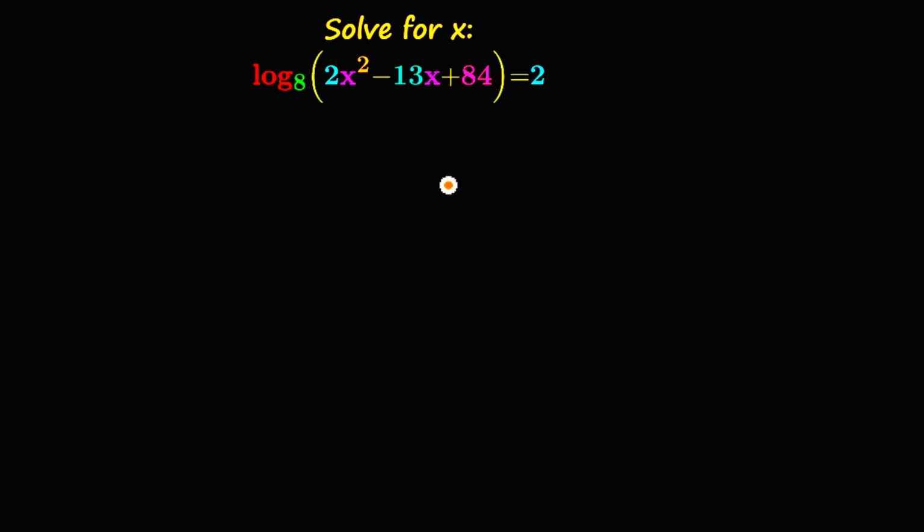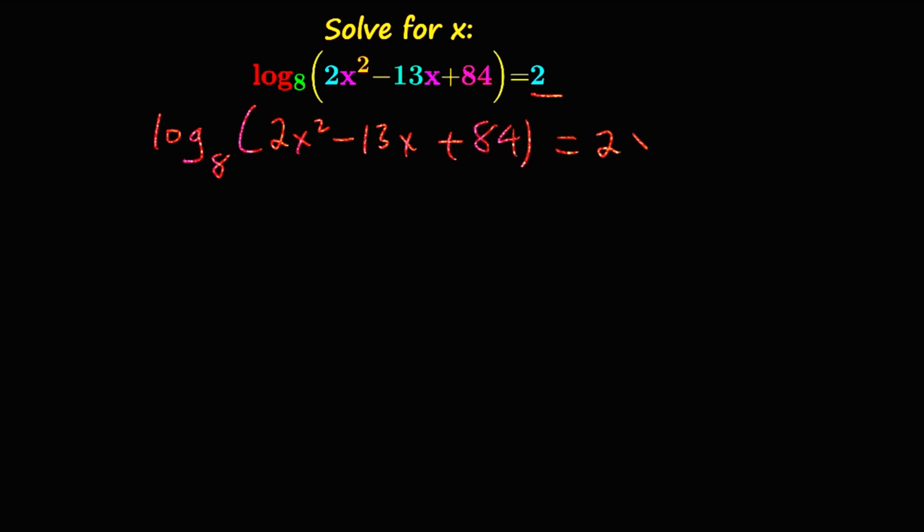So the first thing we want to do is make sure that we are dealing with only logs or only numbers. So it is easier to write 2 as a log. So we're going to write the equation as log to base 8 of 2x squared minus 13x plus 84 equals 2 times 1. So we can write this one differently in terms of logs.